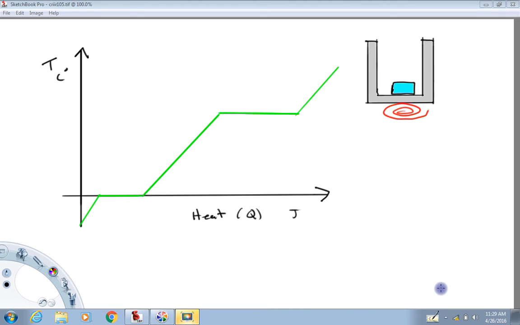The purpose of this video is to introduce you to the concept of latent heat. And there's two of them that we're going to talk about, what's called the latent heat of fusion and the latent heat of vaporization. So let me explain what we're looking at here.